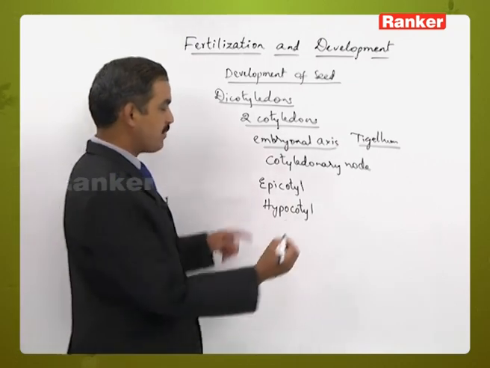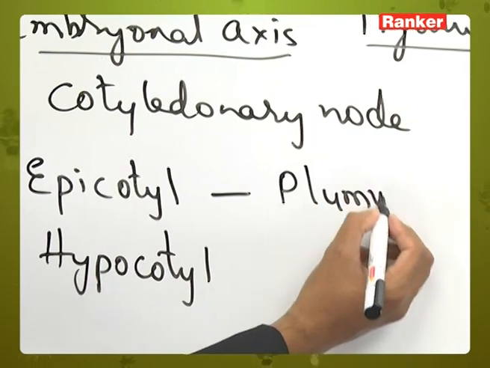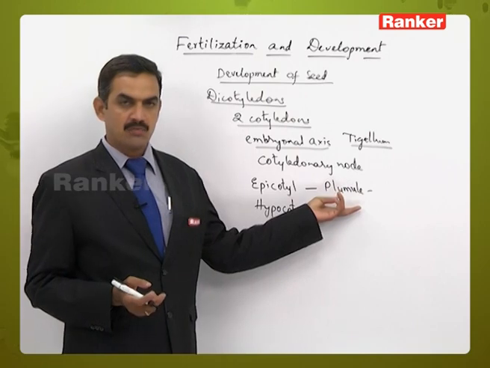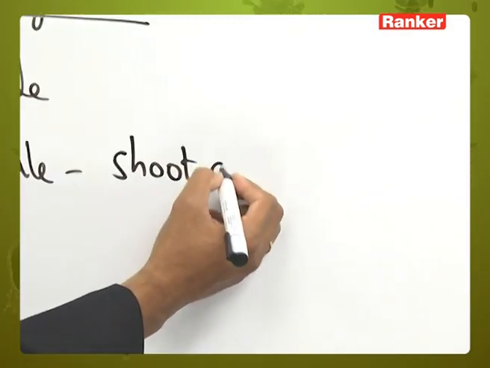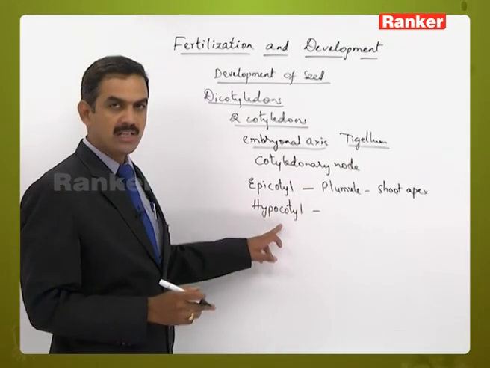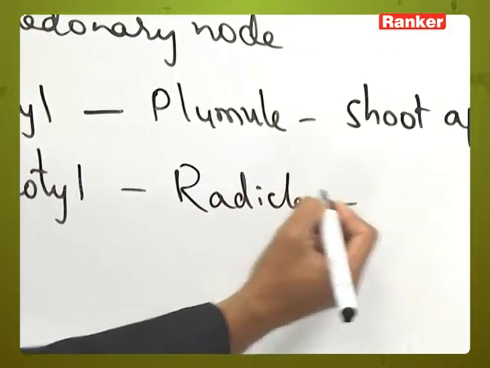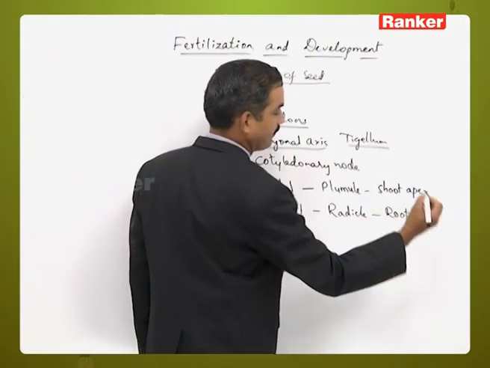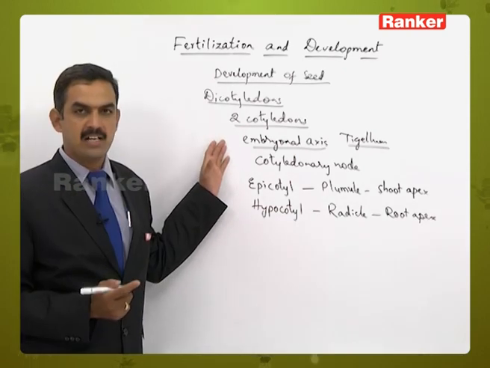The extreme tip of this epicotyle is called the plumule. This is considered to be the first apical part, that is, the first shoot apex, whereas the tip of this hypocotyle is called the radicle, which is considered to be the root apex. So, these are the structures that we can observe inside the dicotyledonous seed.